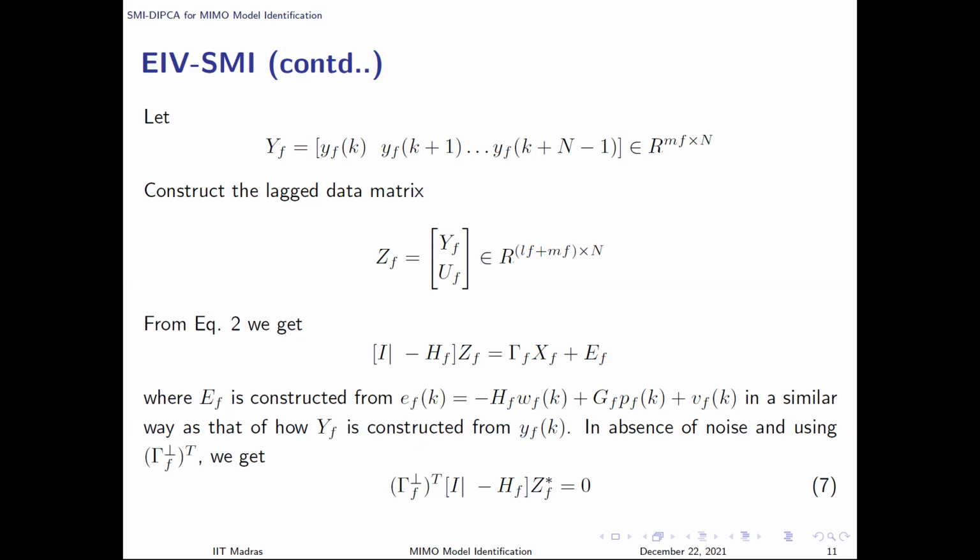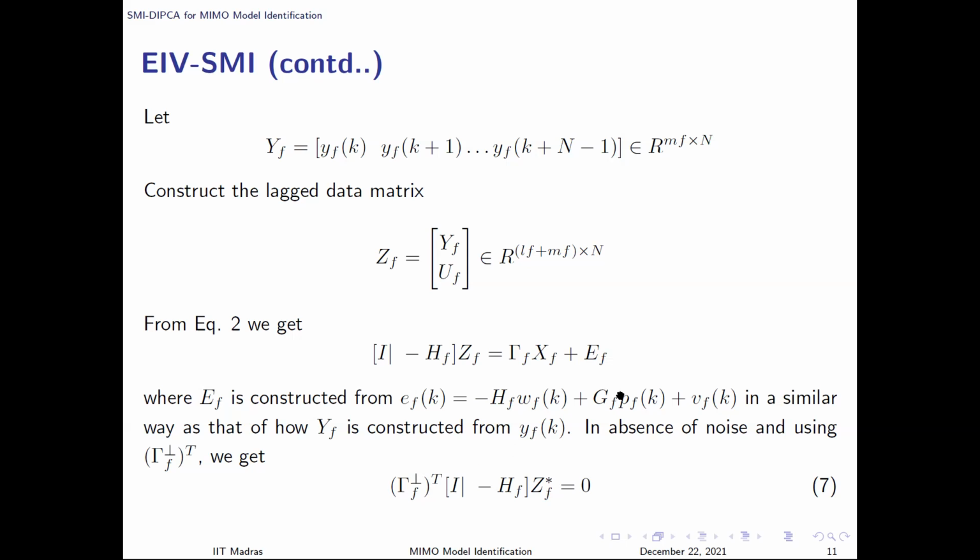You will get some similarity transformation times that. Okay, fine. Even gamma F perp actually is just unique up to the subspace, right? Yes, correct. So you will not be able to get exactly that, and the goal is also not that. Let me tell you that. We are not keen on identifying a particular state space model. We are just keen on identifying a state space model. Okay, sure. Thanks. I have one more doubt.